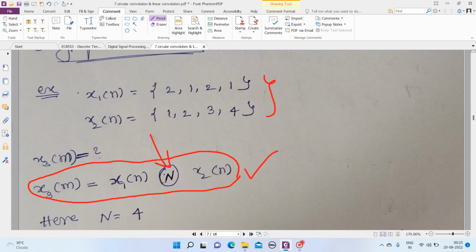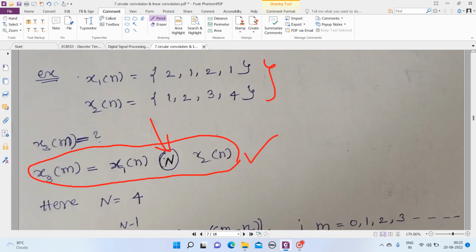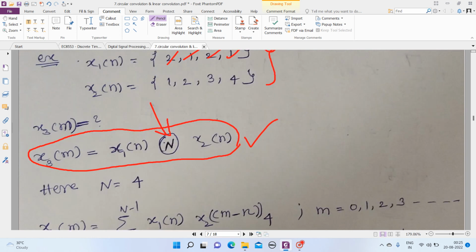Here there is a circle, and inside the circle they have mentioned N. This is the representation of circular convolution. We can also call this a modulus, as you have studied in maths: modulus 3, modulus 4, and so on. Here it is modulus N point. Here the N point is 4: 1, 2, 3 and 4.